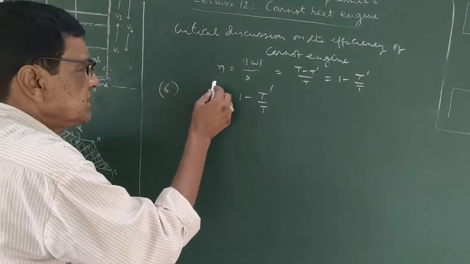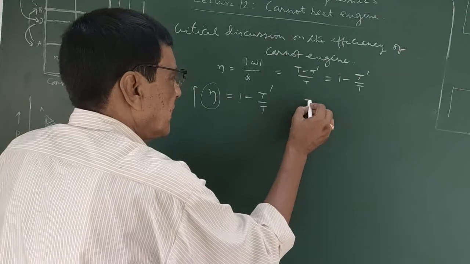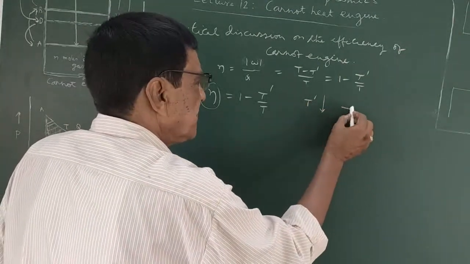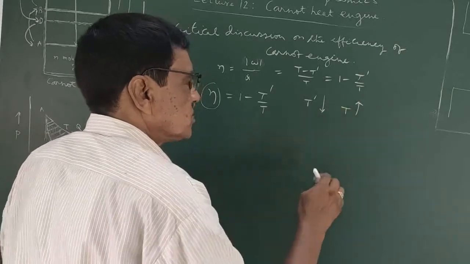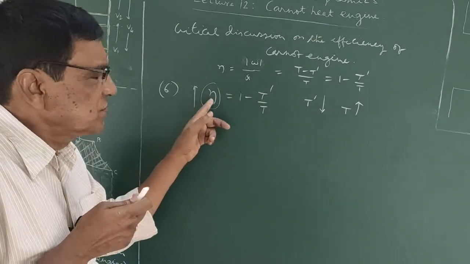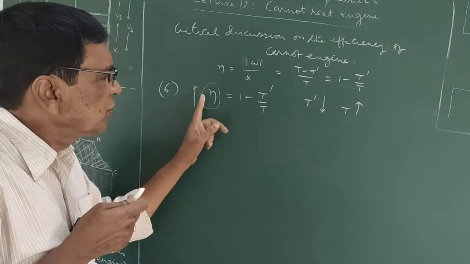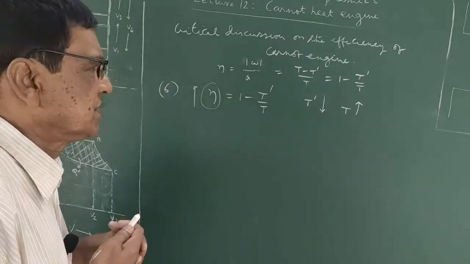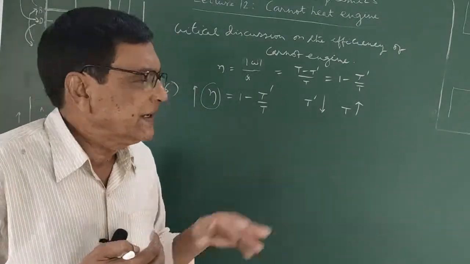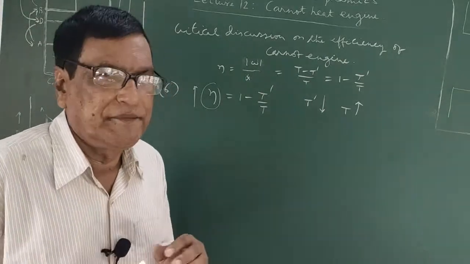So the efficiency can be increased by lowering the temperature of the sink or increasing the temperature of the source, or by both. If T dash is decreased, then efficiency will also be increased. If T is increased, then also efficiency will be increased. We may compare in which case the efficiency will be greater.